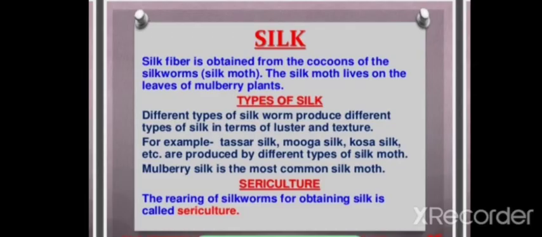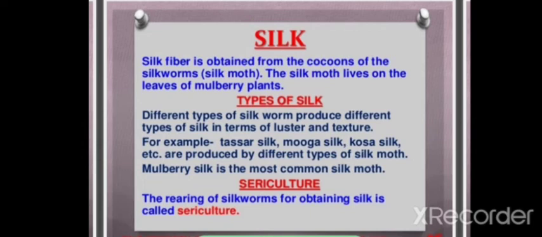The next fiber which we obtain from an animal is silk. From which animal or insect do we obtain silk? Yes, we obtain silk from the silkworm. The silk moth usually lives in mulberry trees.